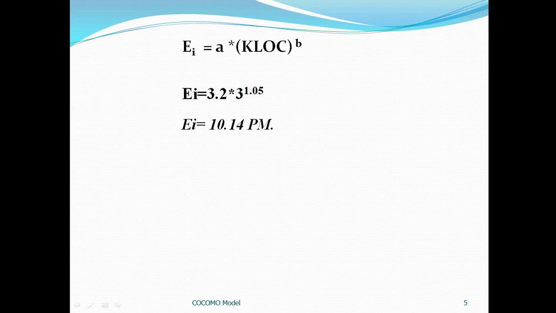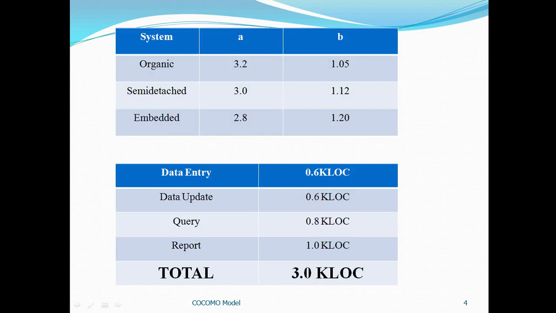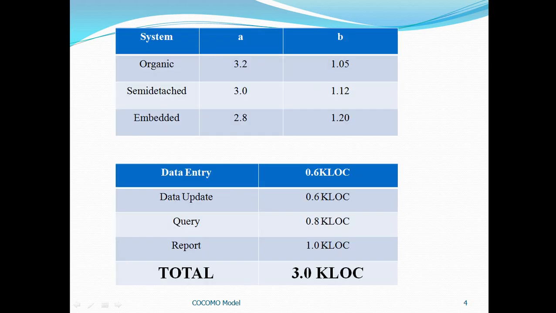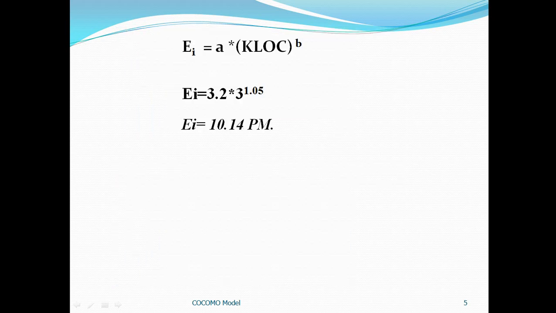E equals A value 3.2. The next value in the formula is KLOC, which is 3.0. And the B value. What is the B value for the organic project? For the organic project, the B value is 1.05. So here 3.2 into 3.0 to the power 1.05, we obtain 10.14 person-months. It is an amount, represented as money in dollars or in rupees.